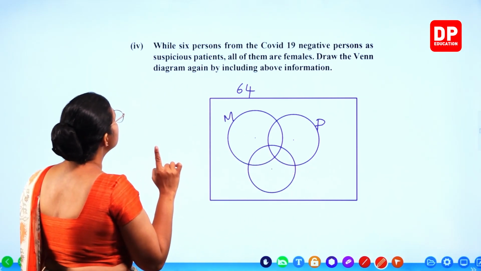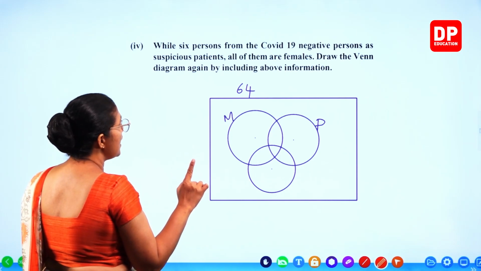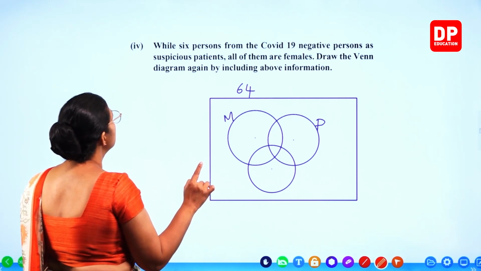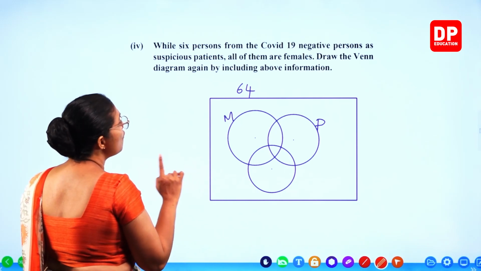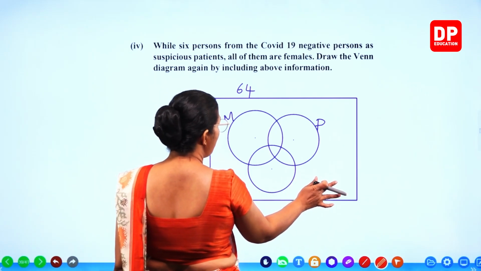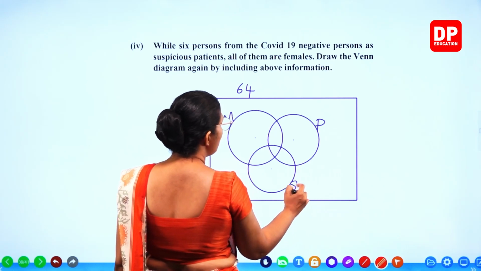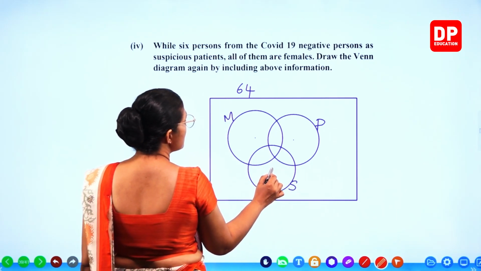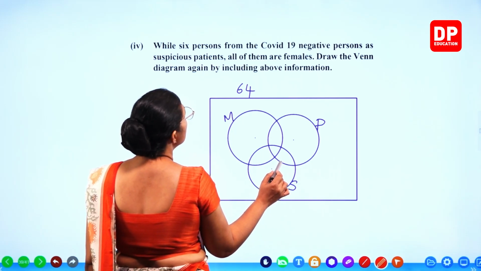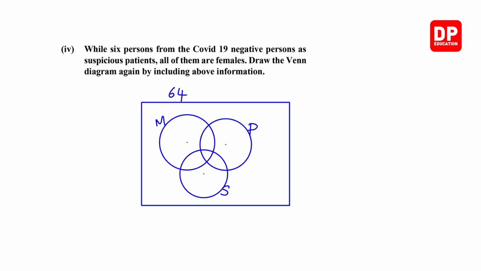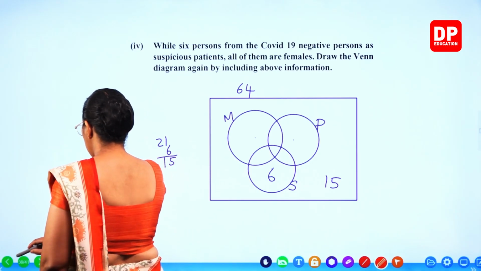It says, while 6 persons from the COVID-19 negative persons, all suspicious patients are females. Now 21 was there. So out of 21, suspicious are 6. 6 persons are there. So this should be 6 out of 21. So 21 minus 6, 15 is now here. So we need to fill this one.